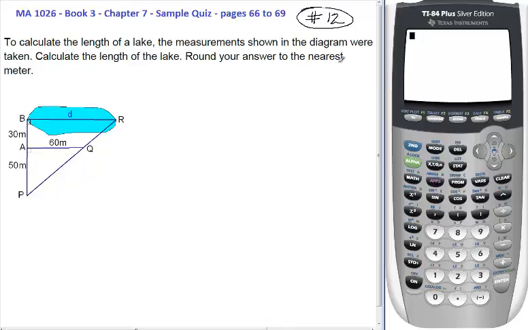Okay, nearest meter of course means what? Nearest meter, no decimal places. Alright, so our answer must have no decimals, right?